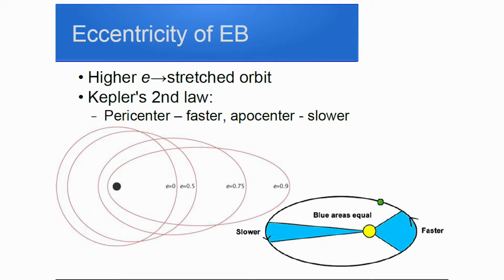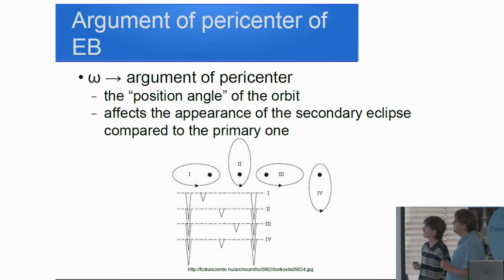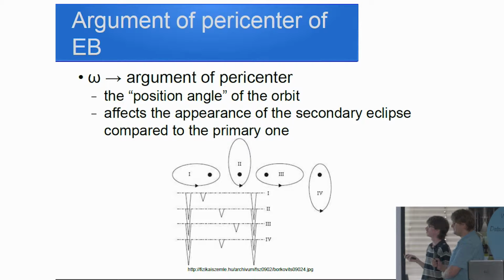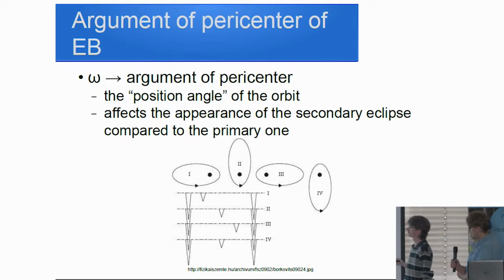It's an important point. And the small omega, the argument of pericenter, is a kind of position angle of the orbit. It affects where the secondary eclipse will appear on the light curve relative to the primary one. So according to this angle, we can see these kinds of light curves.